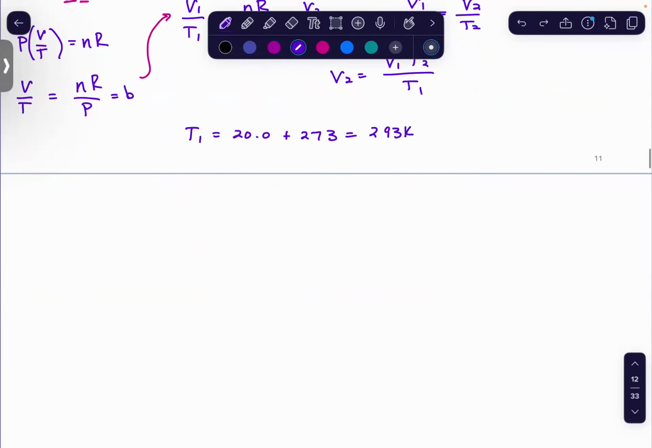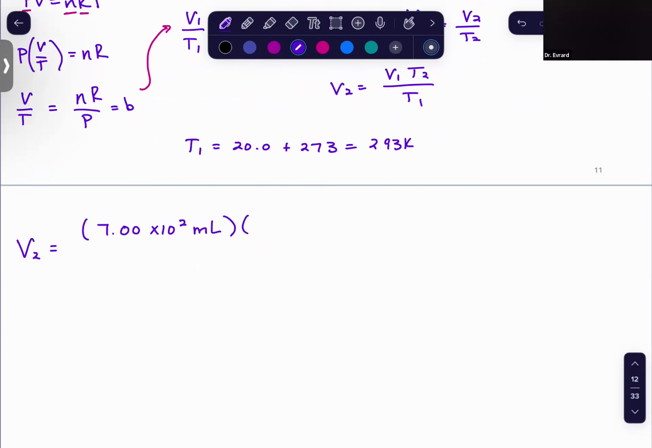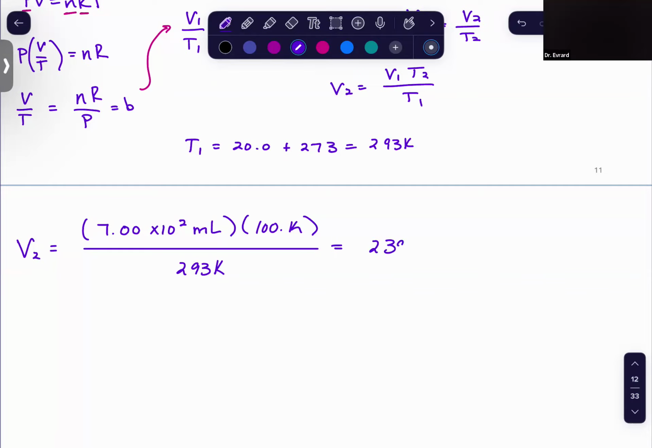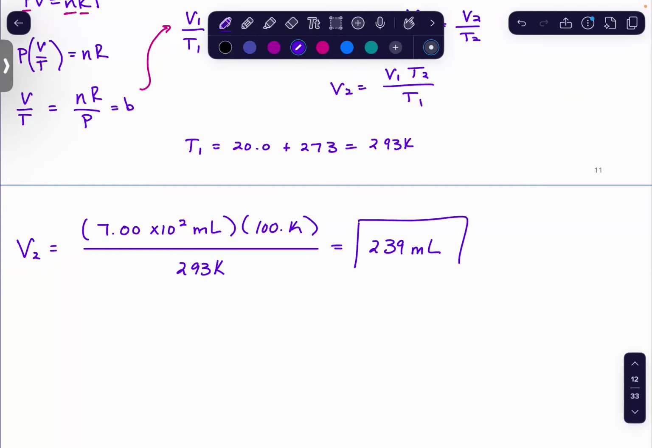Okay, now we can plug everything in. V2 equals my volume 1, temperature 2, 100 Kelvin over temperature 1, 293 Kelvin. When I multiply this all out, I get 239 milliliters. That's Charles's law.